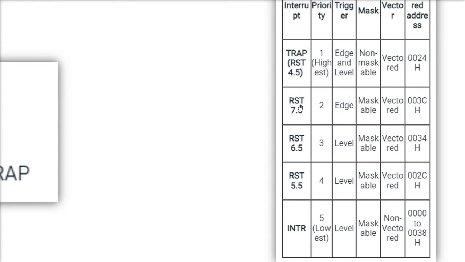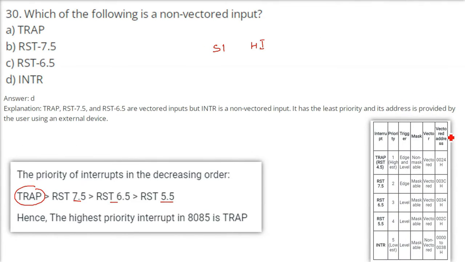The only trap is non-maskable, others are maskable. So in this column, vectored, every one is vectored except INTR. All the vectored ones have a fixed address. The program counter will know what address to be placed. But INTR has a range of addresses, that is, any address can be taken from here, and that has to be provided by the external device.